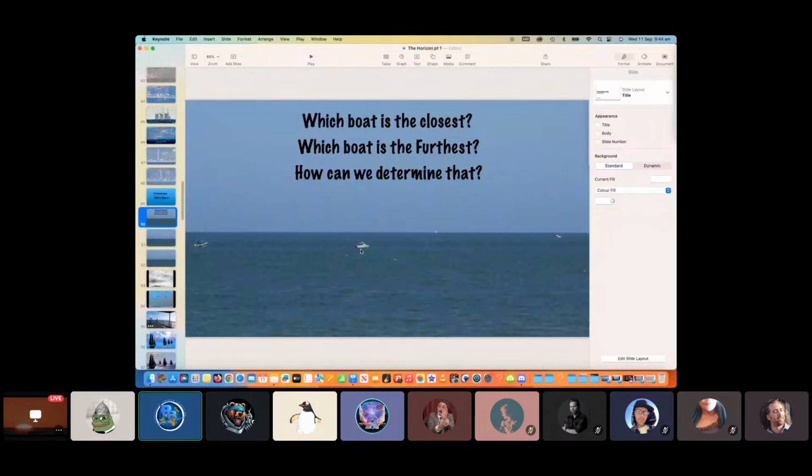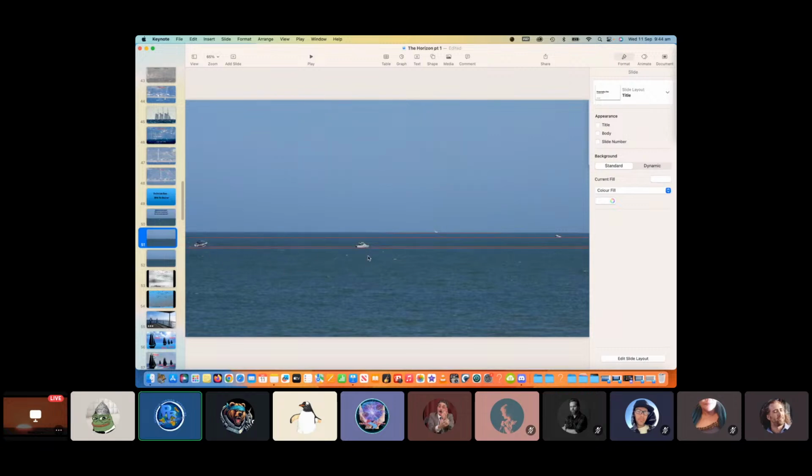And then which one's furthest? The one in the background. Obviously, the one in the background, right? It's obvious if we draw lines on them. That's where that one is. This one is at this line, this one is at this line, and this one is at this line.